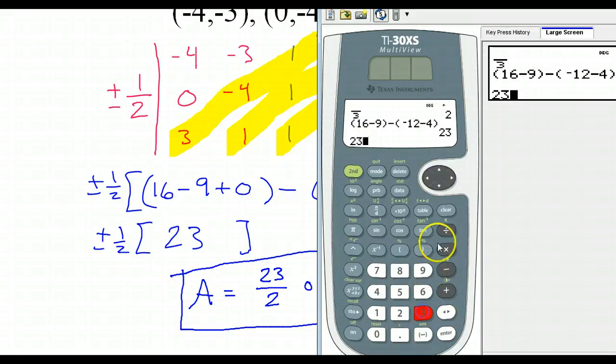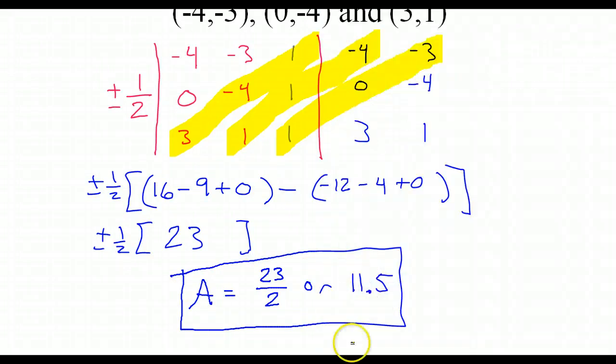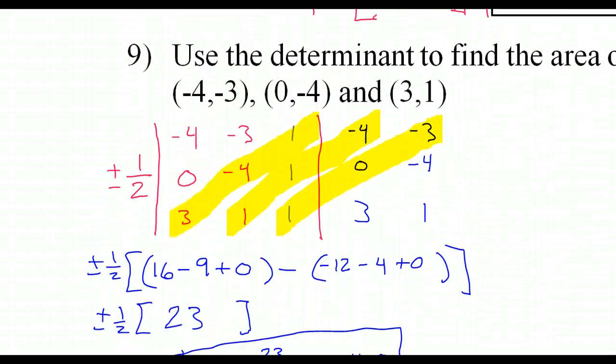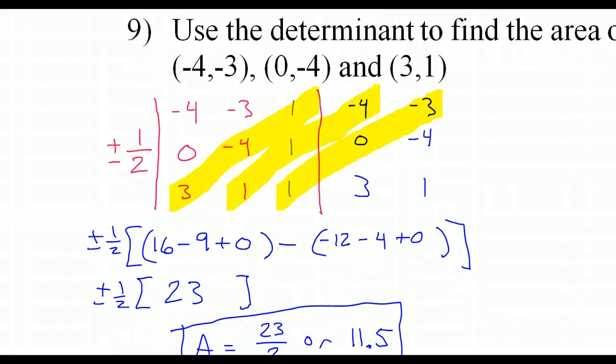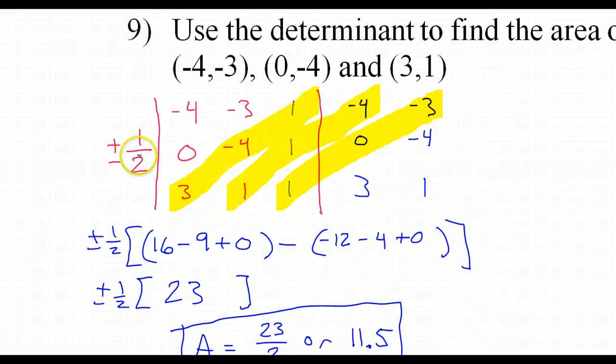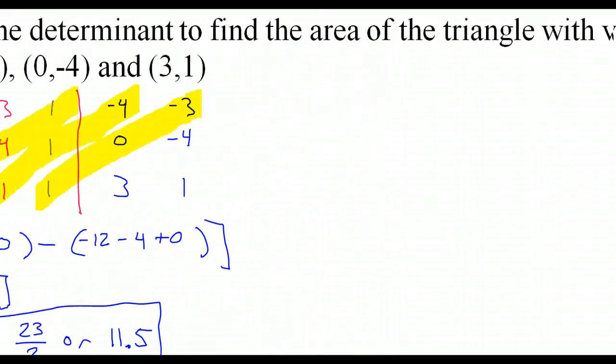Right, see, 23 divided by 2, 11.5. And that is how we find the area using vertices. Now, don't go thinking that every time we do the determinant or every time we find an inverse, it's always going to be 1/2. This plus or minus 1/2 business is only for finding the area of a triangle.